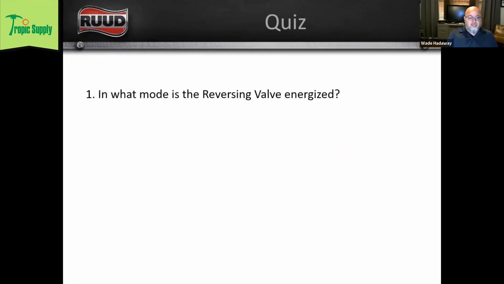So our first question is, in what mode is the reversing valve energized? So what mode do we energize the reversing valve? Wow, okay, lots of answers. This thing goes so fast.